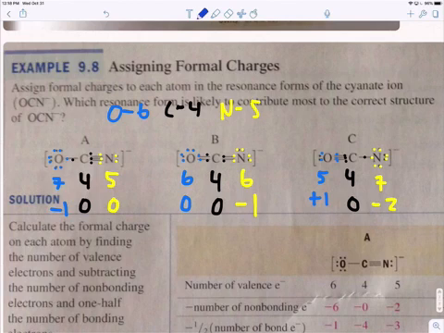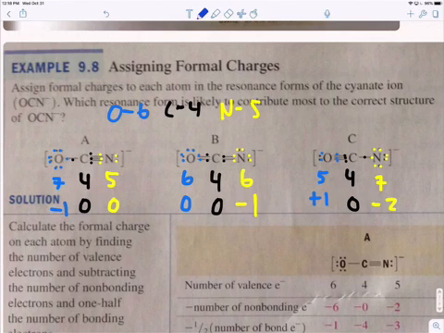So oxygen has 7. It starts off with 6. Therefore, it has an extra electron, has a formal charge of -1. Does everyone get that? Anybody have any questions? Why is it -1? You have a question?